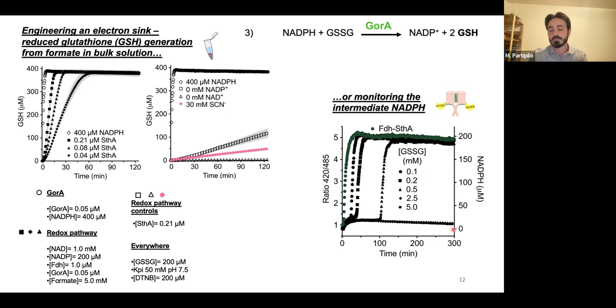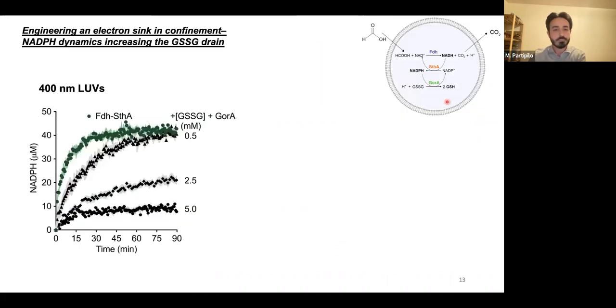And this explains, for instance, what you see in the condition of 2.5 or 5 millimolar glutathione disulfide, for which even after 5 hours, we could not observe any NADPH form because all the electrons are going to the final drain, that is the reduced glutathione.